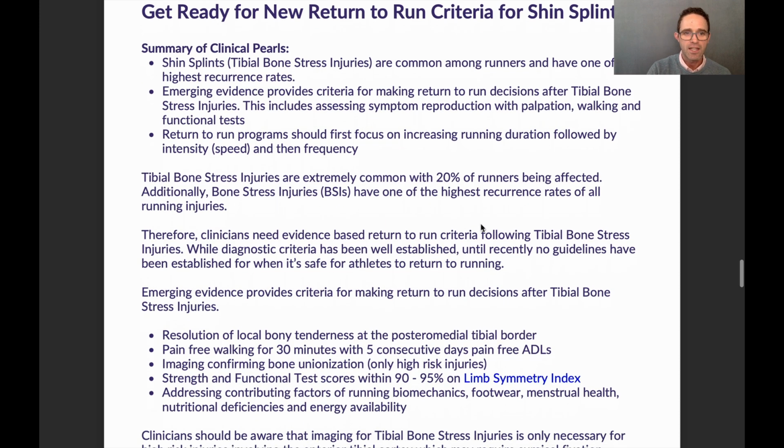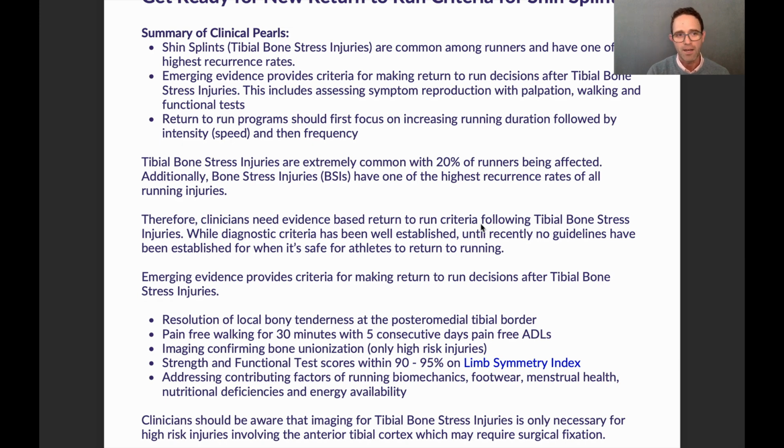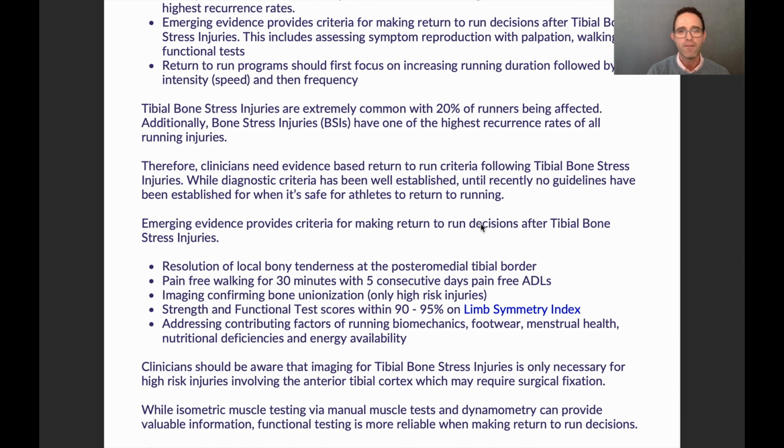So as I mentioned, these injuries are very common. Tibial bone stress injuries are going to be 20% of runners, and unfortunately, they have some of the highest recurrence rates of all running injuries. So clinicians obviously need evidence-based return to run criteria, and we also need really good return to run programs to make sure these patients aren't getting hurt and are recovering appropriately.